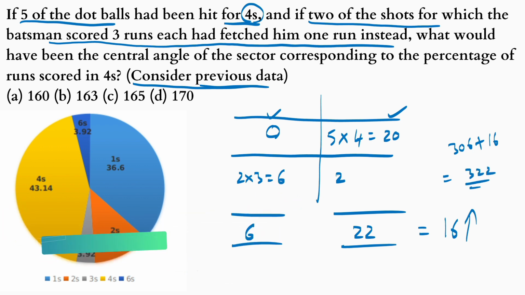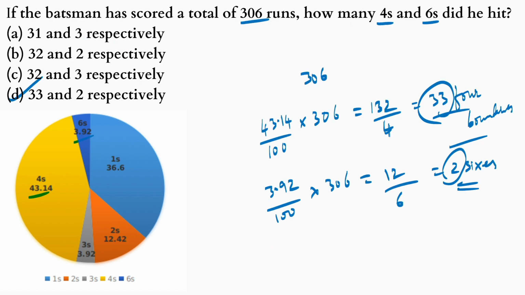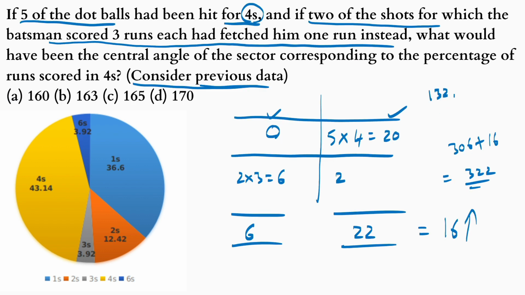Now we are asked to find out the central angle of the sector corresponding to the percentage of runs scored in fours, right? So scored in fours, we know in the previous slide we calculated how many runs he scored in fours, right? He scored 132 runs in the form of 4 boundaries. So 132 previously, plus now he hit 5 fours, which resulted in 20 runs additionally, right? So 132 plus 20, this will be equal to 152. He scored 152 in the form of hitting 4 boundaries, right?